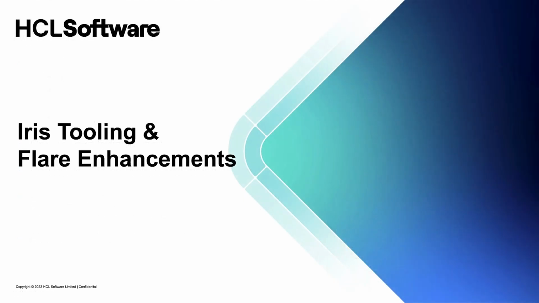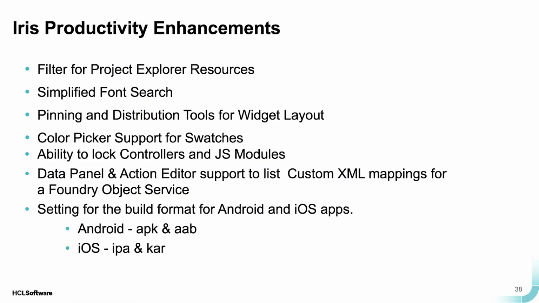All right. Now let's move on to more Iris tooling and Flare enhancements. From an Iris perspective, we have done a lot of productivity enhancements. We've added the ability to filter different project resources. We've added a simplified font search, new pinning and distribution tools, and the ability to choose a color picker instead of giving the actual values or dragging it. You can take a picker and choose it. You have the ability to lock controllers and JavaScript modules.